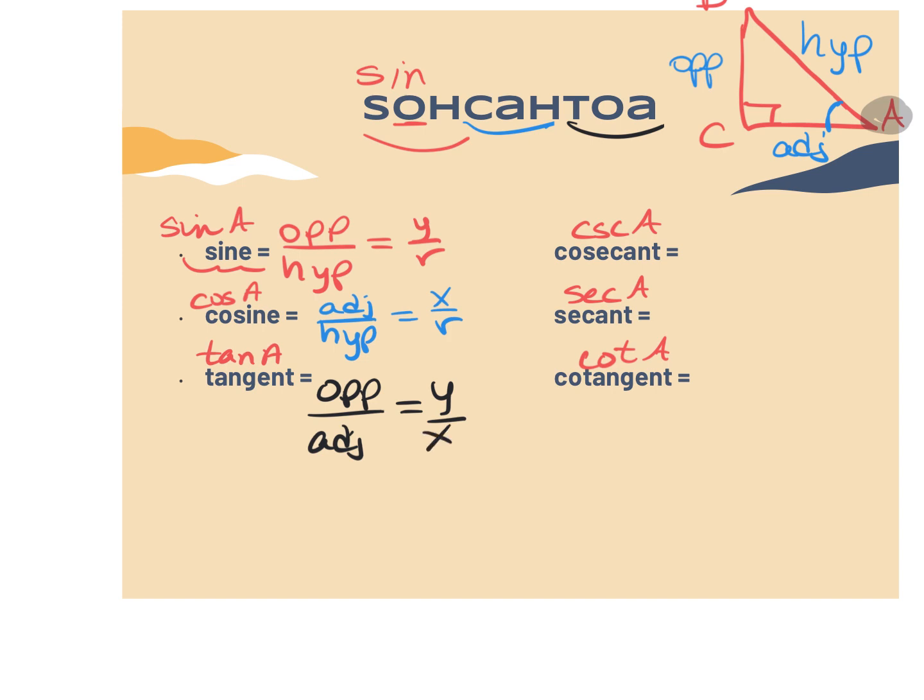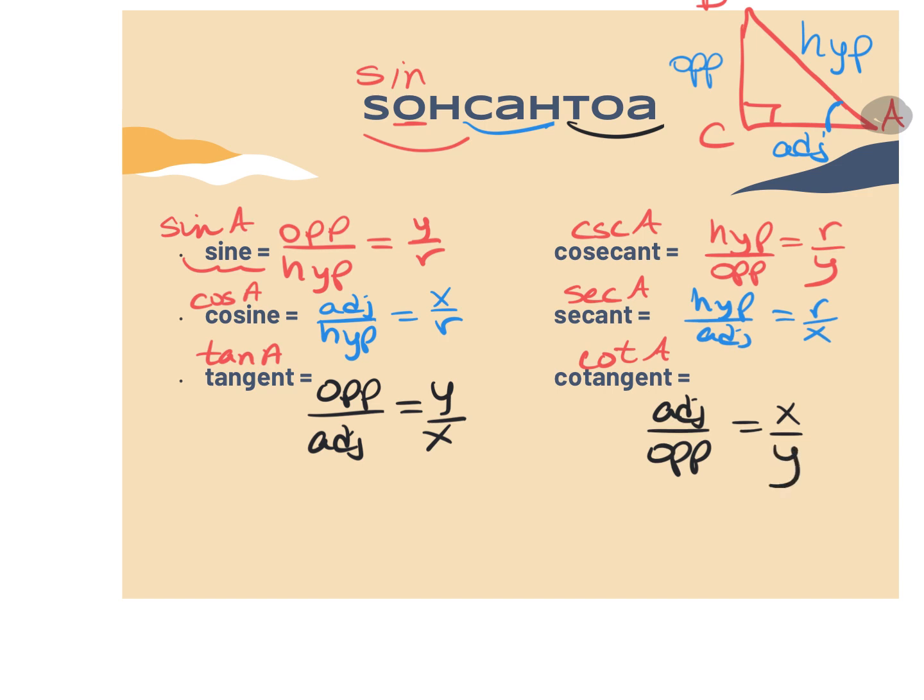And then cosecant, that's just the reciprocal of sine. So all you're going to do is flip it. So it's hypotenuse over opposite, or R over Y. Secant is the reciprocal of cosine, so hypotenuse over adjacent, or flip the R over X. And then cotangent is the reciprocal of tangent, so you flip to adjacent over opposite, X over Y.